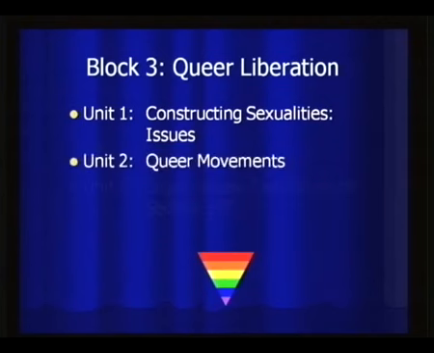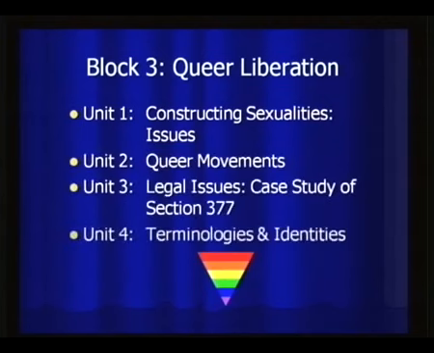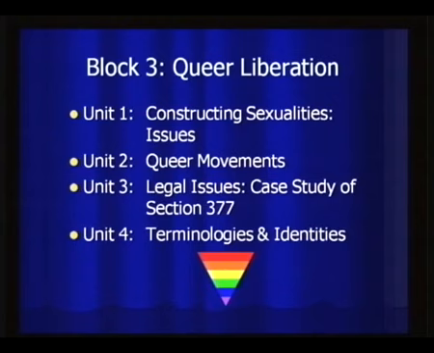Now, coming to the third block, in this we have 4 units. The first unit talks about constructing sexualities. In this unit you will come across what sexual norms are, how these sexual norms are fixed in society, and how it has become a tradition to have sexual norms. We'll also see what sexual hierarchies regarding sexuality and gender are, and how hierarchies in a society are created. The second unit talks about queer movements in general.